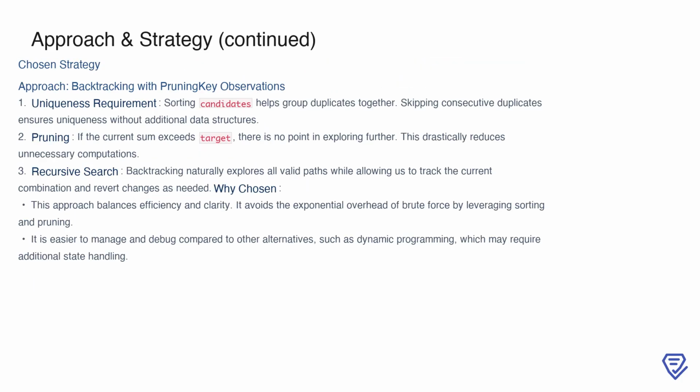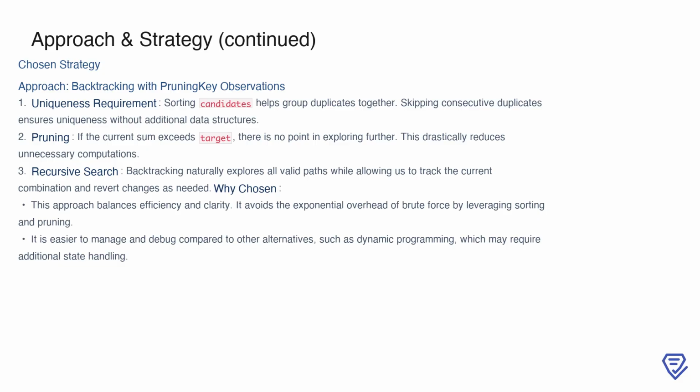The chosen strategy for this problem is backtracking with pruning. There are a few key observations that make this approach effective. First, the uniqueness requirement is handled by sorting the candidates. Sorting groups duplicate numbers together, which allows us to skip over consecutive duplicates without needing additional data structures.